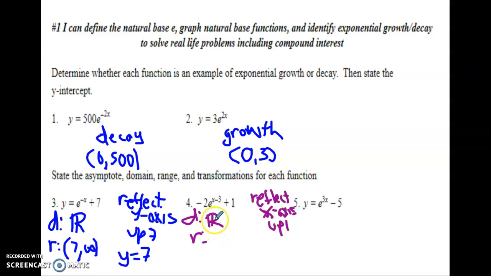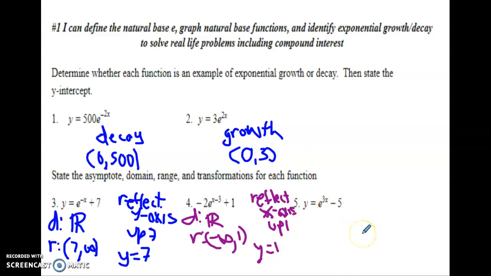So the domain is all reals. The range, because it's being reflected across the x-axis, is now going from negative infinity up to positive 1. And y equals 1 is the horizontal asymptote.